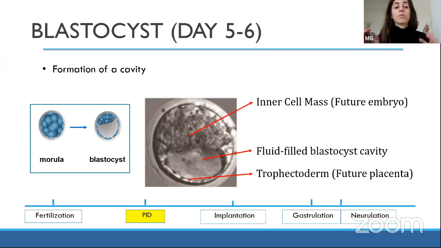So yes, this is very important. This is the whole conceptus, right? So the trophectoderm is still part of the conceptus, even though it will not be part of the embryo. It will become the placenta. Any questions at all on the blastocyst or the morula?